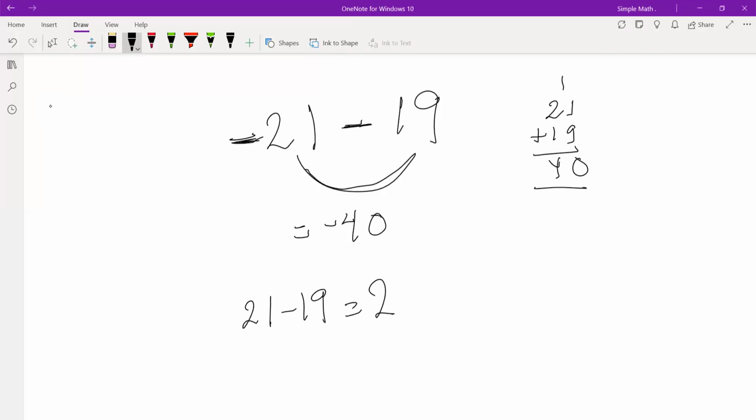What if I have 19 minus 21? I write the 2 and then put a negative sign, because 19 is the smaller number and 21 is the bigger number. Since I know 21 minus 19 is 2, 19 minus 21 will be minus 2. So just play with these numbers a little bit. In math, have what works for you and go with it.